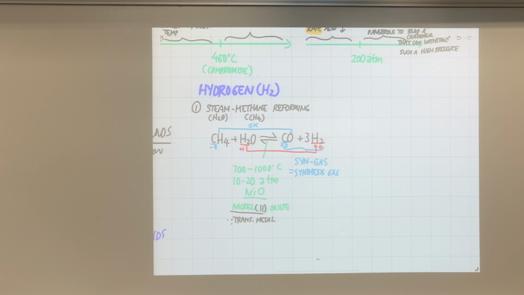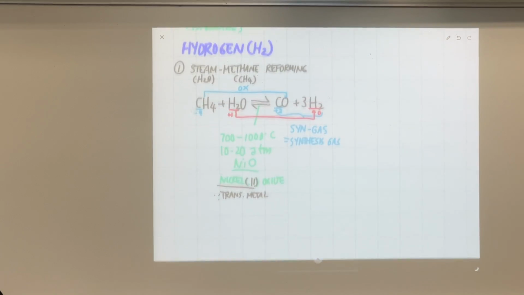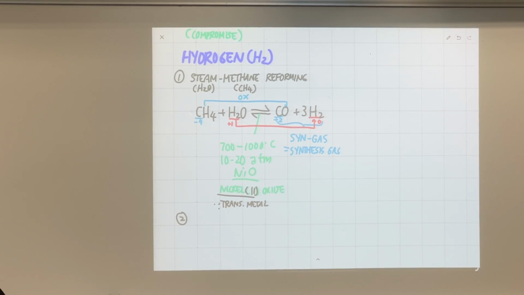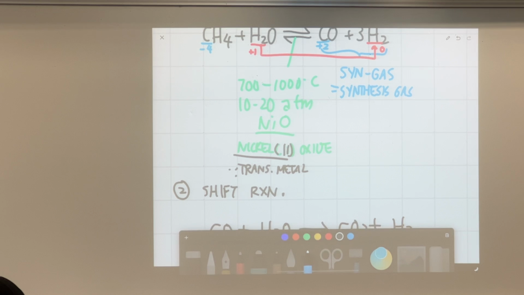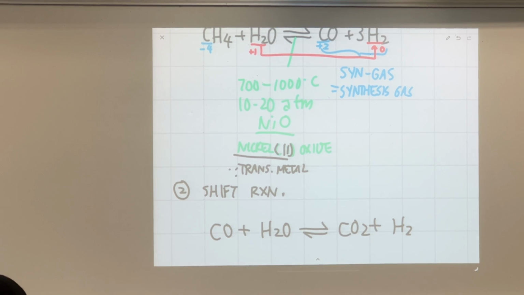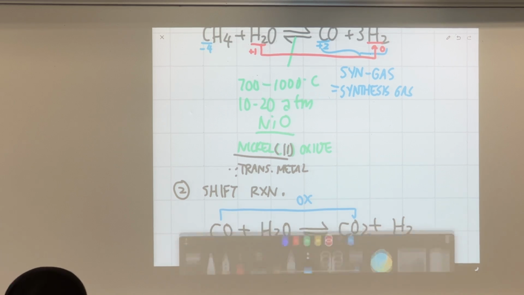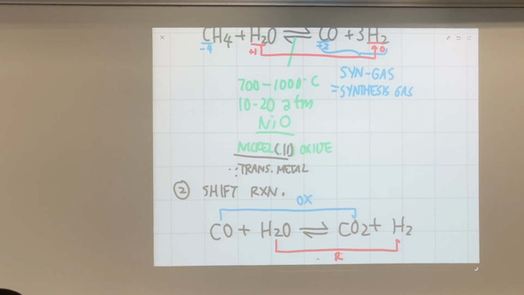Next, we have another reaction similar in nature to steam methane reforming. It's called a shift reaction. In a shift reaction, we have carbon monoxide reacting with water to form carbon dioxide and hydrogen. This time around, what is oxidized, what is reduced? What is being oxidized? CO, yes. So carbon monoxide is oxidized and water is again reduced. Again, put down the oxidation numbers to see it for yourself.